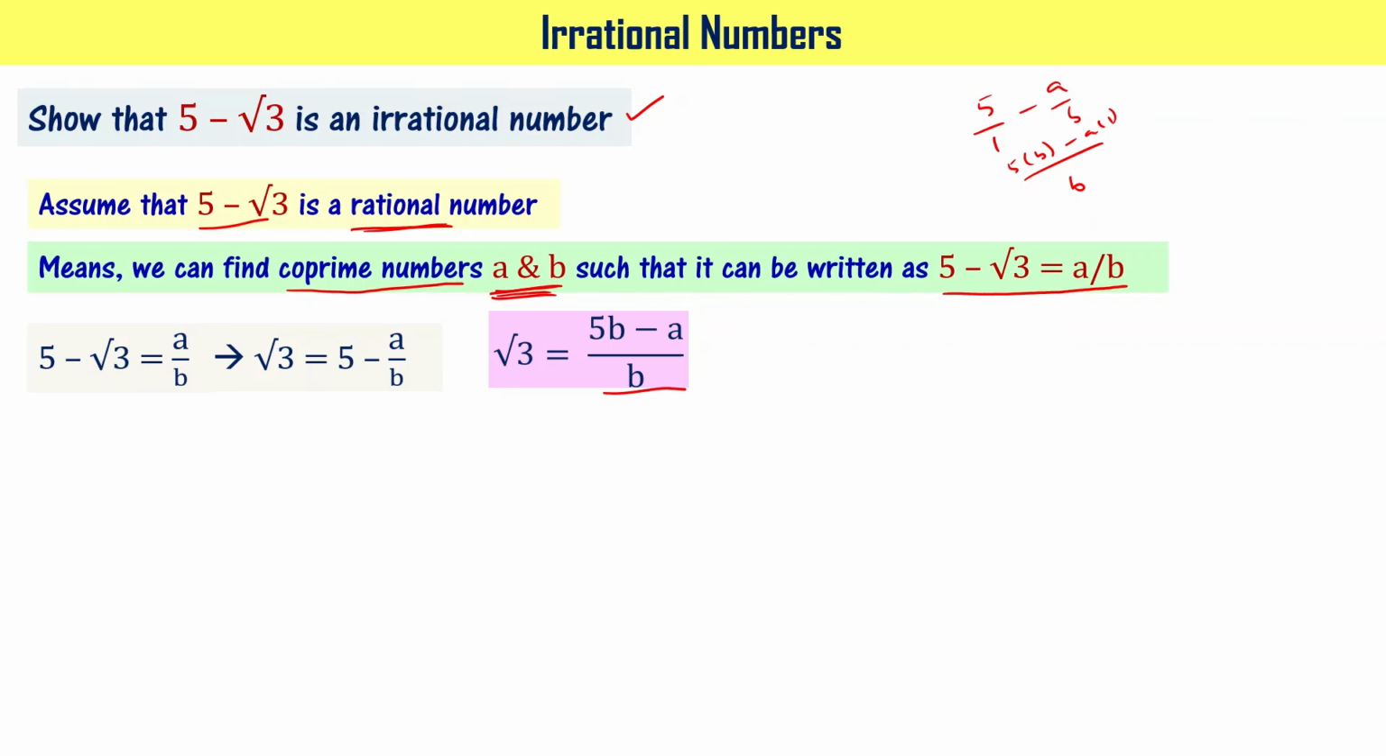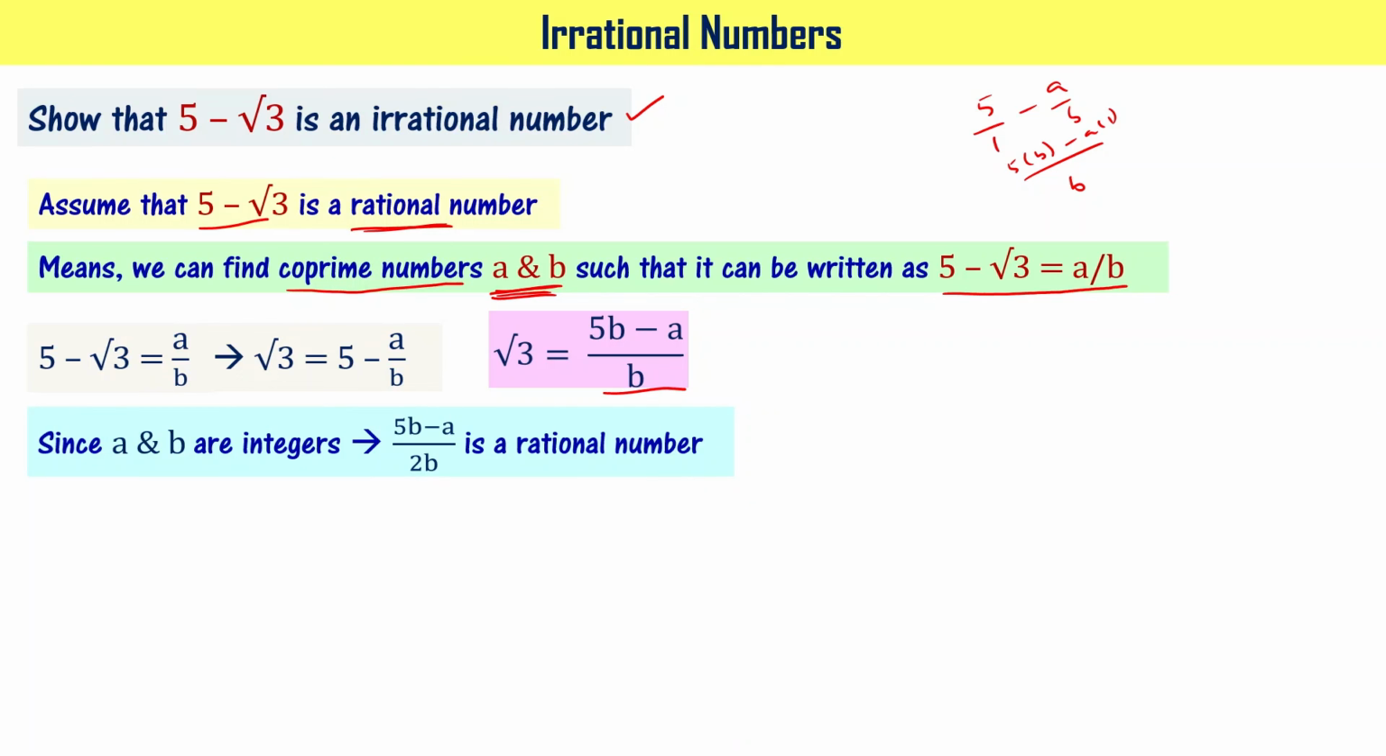Right? Since a and b are integers, and at the same time they are co-prime numbers also, 5b minus a is going to be an integer and 2b is also going to be an integer. It means 5b minus a divided by 2b is a ratio of two integers, right? That is going to be a rational number.